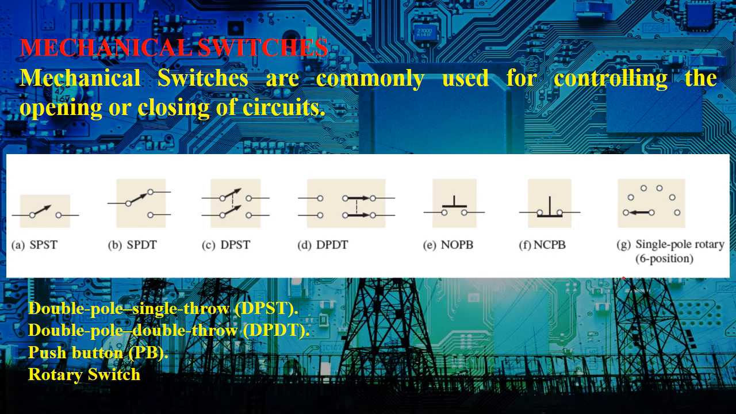Switch can be electromechanical switch or mechanical switch. Relay is an electromechanical switch. Push button is a mechanical switch. So mechanical switches are commonly used for controlling the opening or closing of circuits.